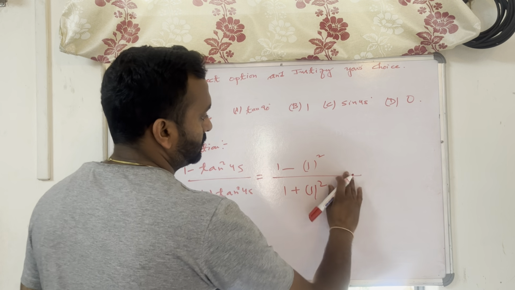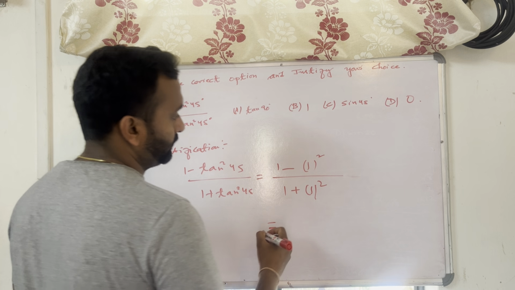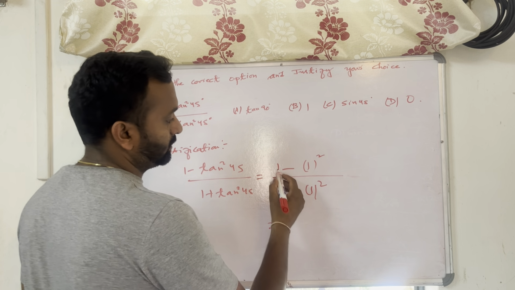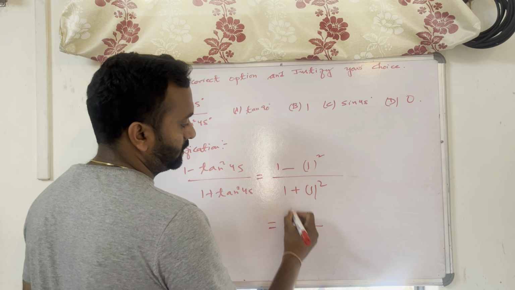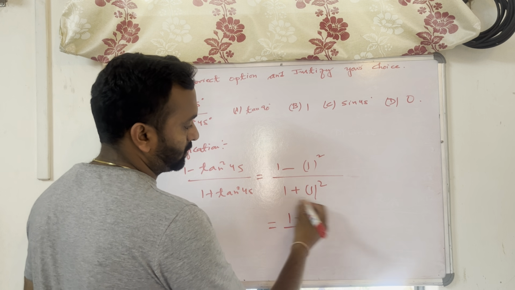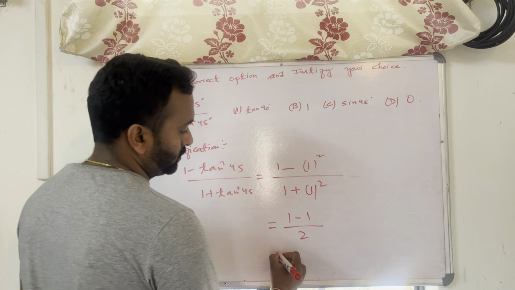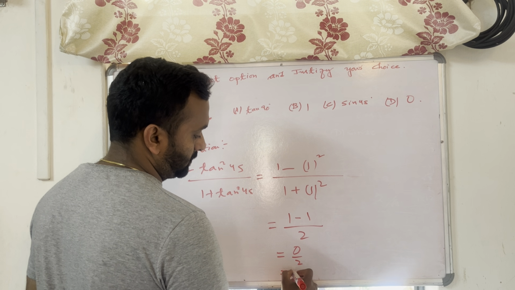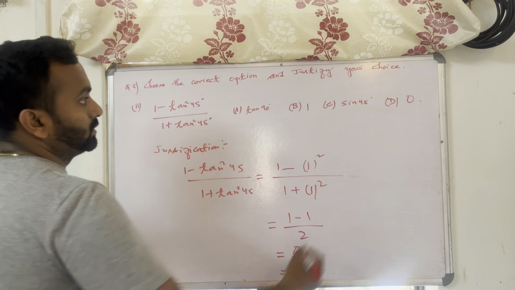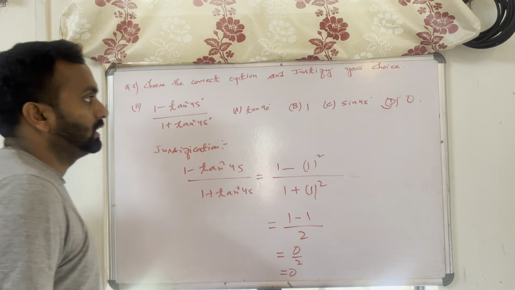So here we are getting 1 minus square of 1, which is 1 only, and here we are getting 1 plus 1 square. 1 square is 1, so 1 plus 1 is 2. So we are getting 1 minus 1 is 0 by 2, and 0 by 2 is nothing but 0. So option D is the correct answer.